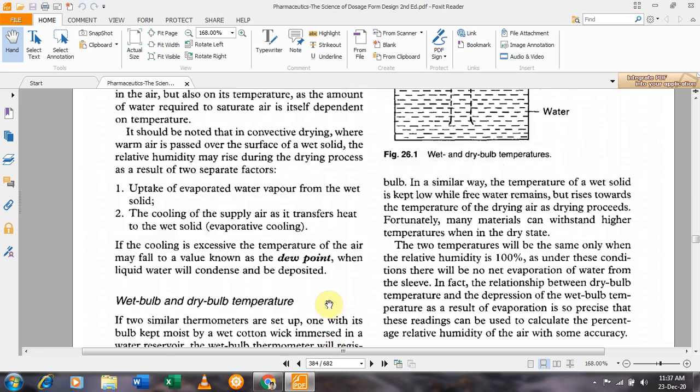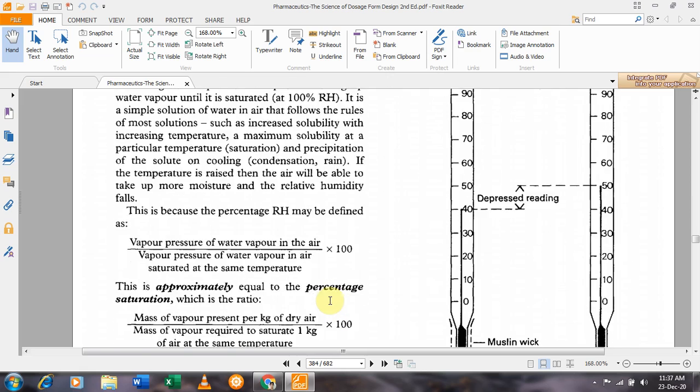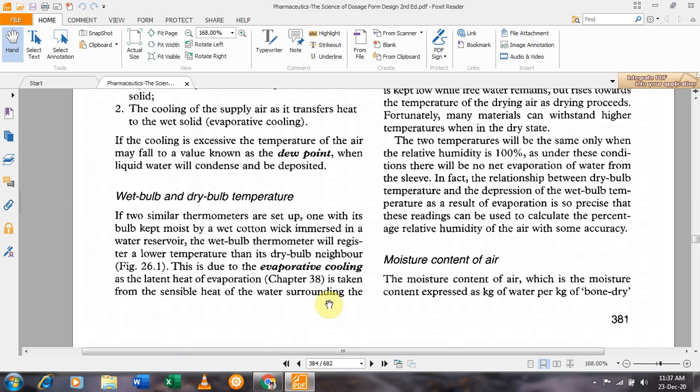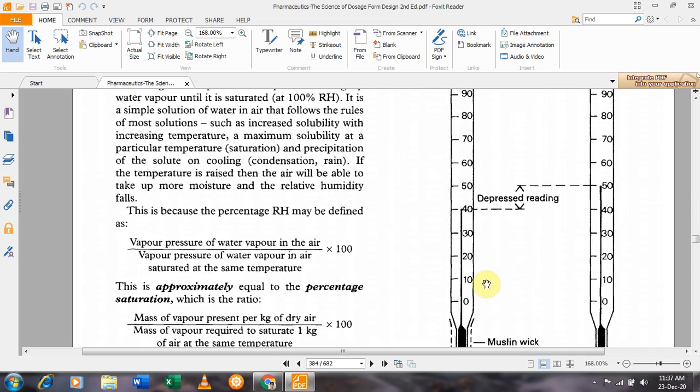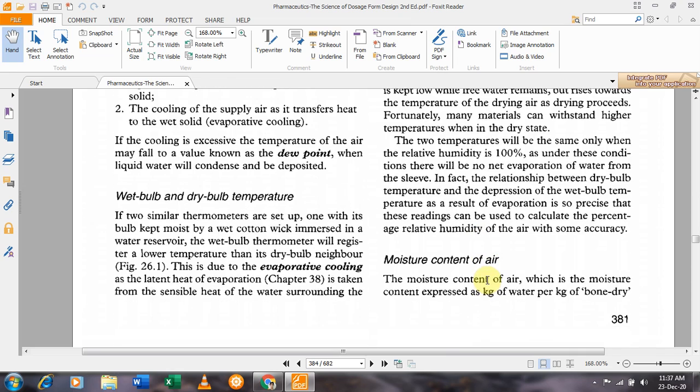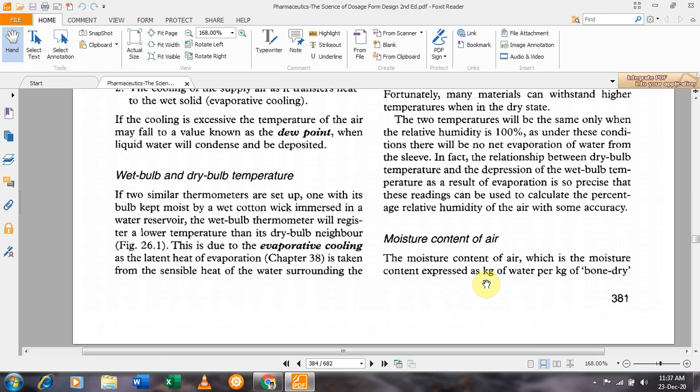Now, what is meant by the relative humidity I have told you, along with the equation regarding the relative humidity. Now we will discuss what the wet bulb and the dry bulb temperature are. If two similar thermometers are set up, one has its bulb kept moist by a wet cotton wick immersed in a water reservoir, and the second one is kept as such, without immersing it into the wet cotton water reservoir.